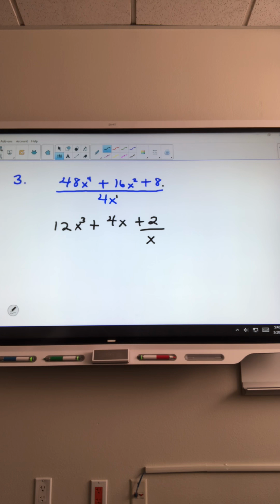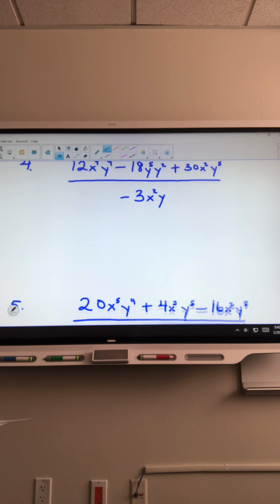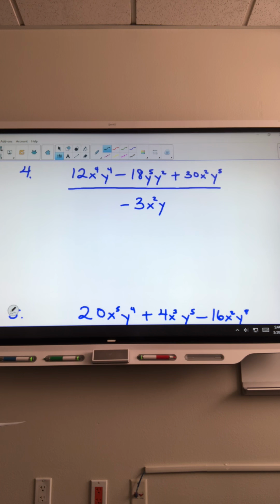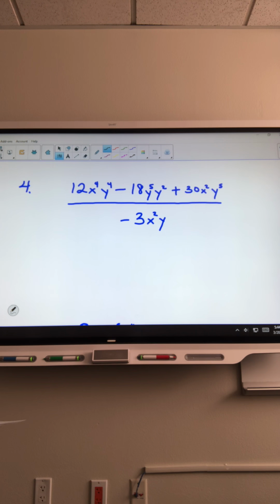Great. So I hope those seemed at least a little bit familiar. 4 and 5 are also similar. They're just a little longer. So why don't you go ahead and do those 2 now, and then we'll go over those in about 30 seconds.